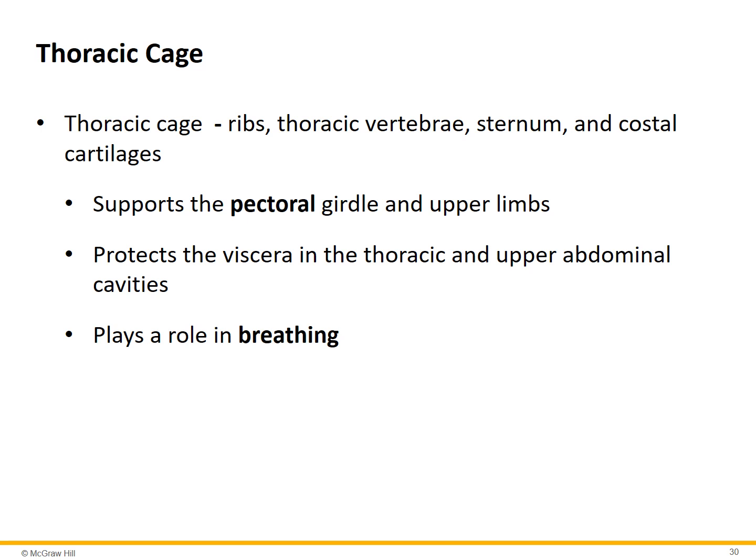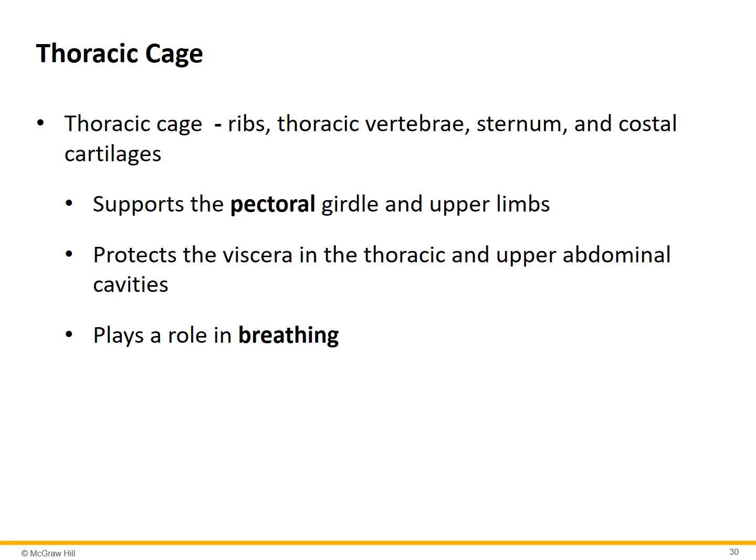The rib cage or thoracic cage consists of the ribs, which articulate with the thoracic vertebrae, extend to the sternum. The ribs do not directly connect to the sternum, but they connect by costal cartilages. Each rib has a costal cartilage attached to the end that articulates with the sternum. The thoracic cage supports the pectoral girdle and upper limbs. It protects your viscera, your internal organs of the thoracic cavity, right, such as the lungs and the heart.